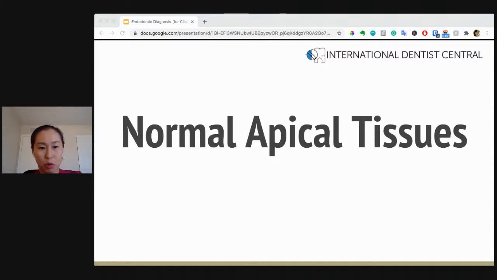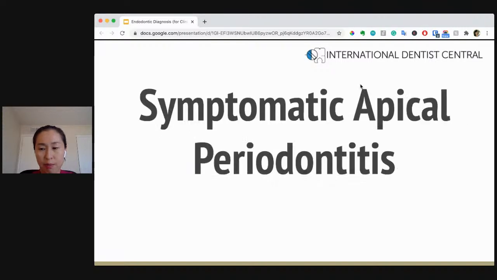Yeah, that'll be normal apical tissue. And in terms of what things look like, because now as we're talking about the apical tissue, some things start showing up on radiographs. For radiograph examples, that will be in the radiology section of the course.